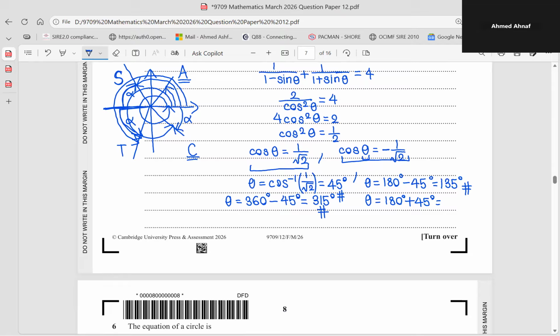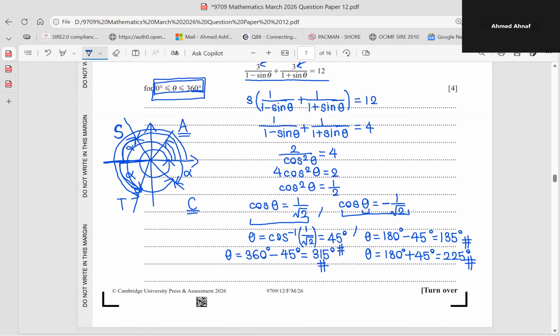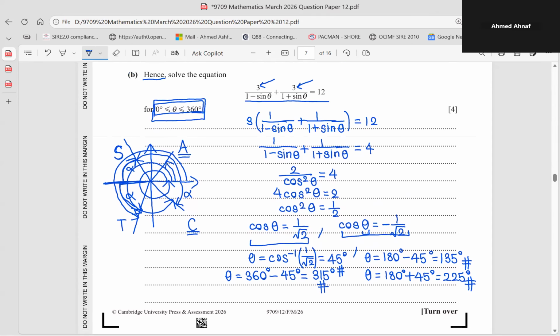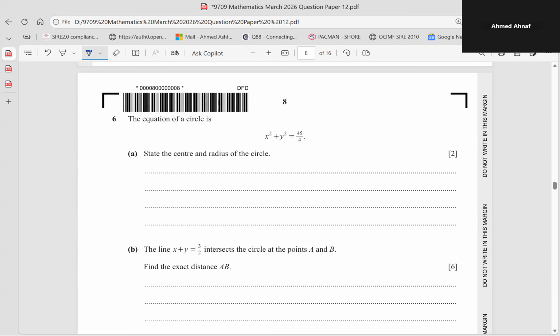So that is going to get you 225 degrees. And these four values of theta are our final answers for this question and this equation. Let's move on to the next question.